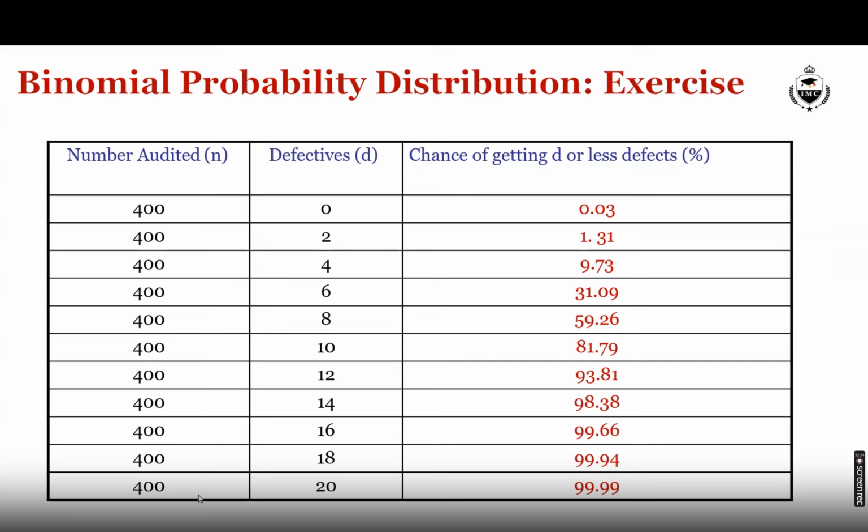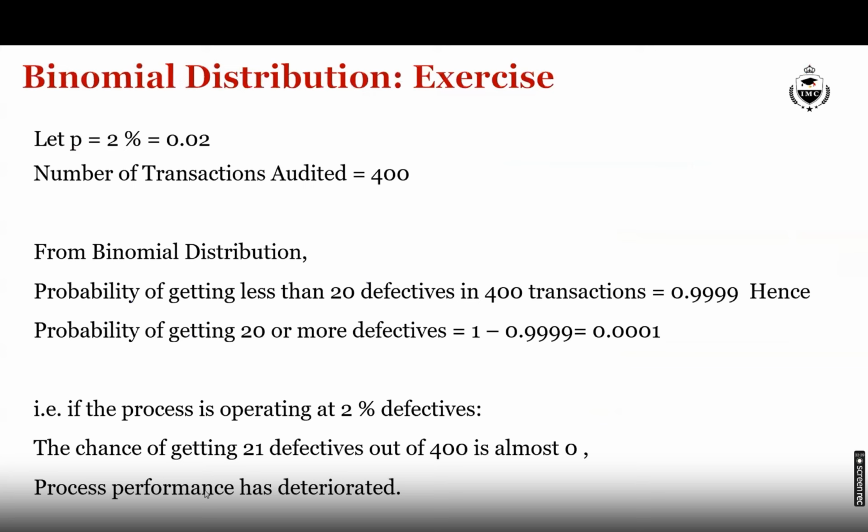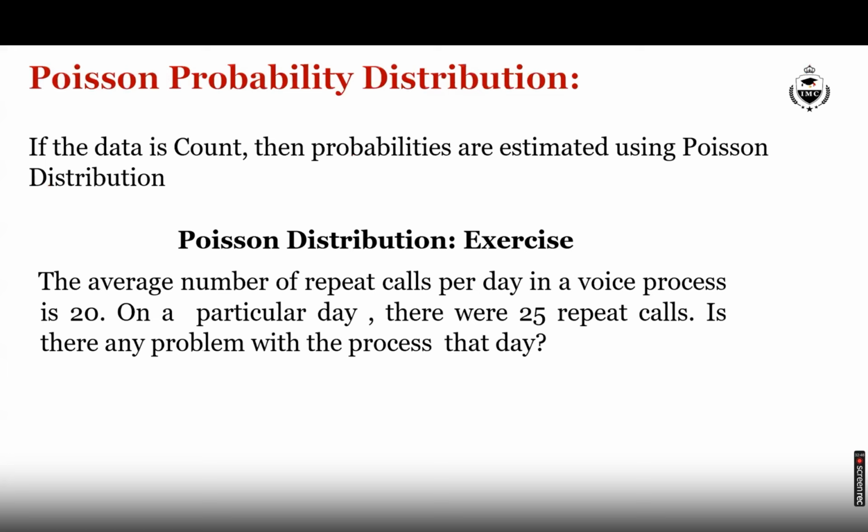So unless and until there is a problem in the process, we cannot get more than 20. But on a particular day, we got 21. So the question was asked, is there a problem in the process that day? That's why we got 21. Yes, there is a problem in the process that day. That's why we got 21, as the process performance surely deteriorated that day.